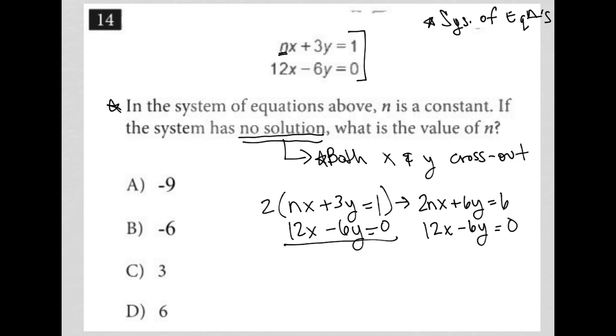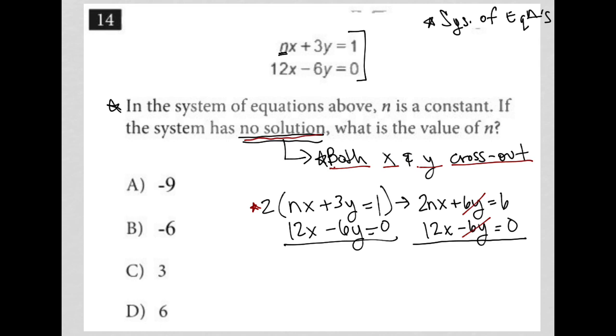Now, why did I multiply by 2? Because that would allow me to eliminate the y value. Again, in order for there to be no solution, both the x and the y must cross out. It's involuntary, right? It's not that I do some other math that causes x to cross out. It's when I do whatever's necessary to cross one of the variables out, like multiplying by 2, which allows me to cross out the y value, it also will cross the x value out.